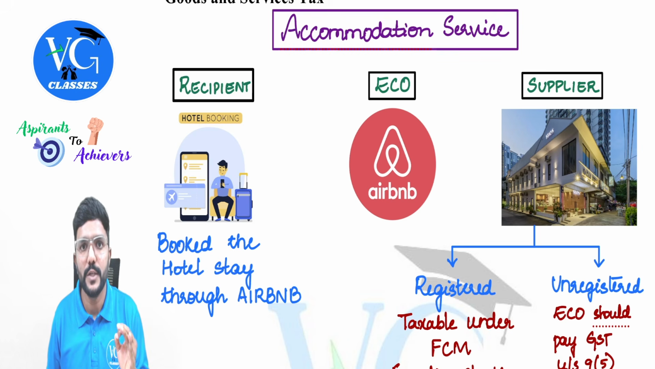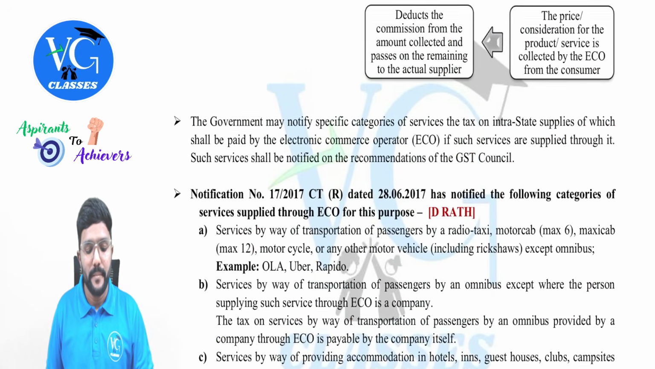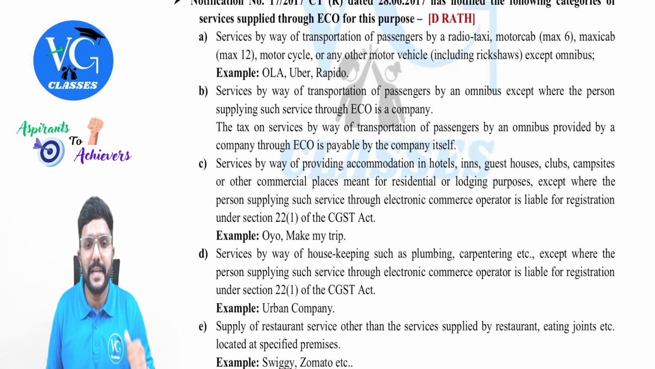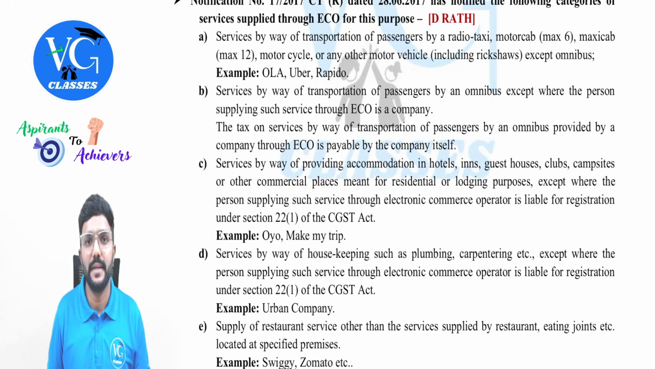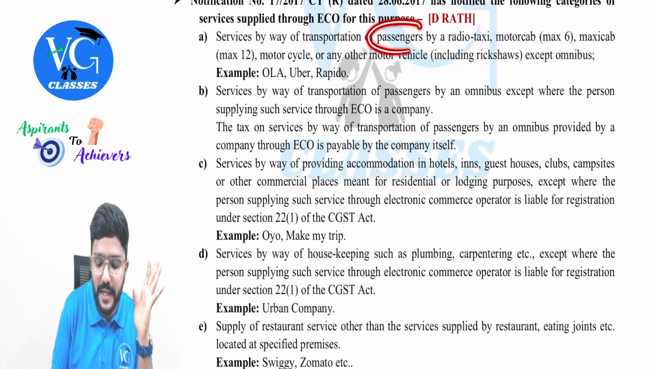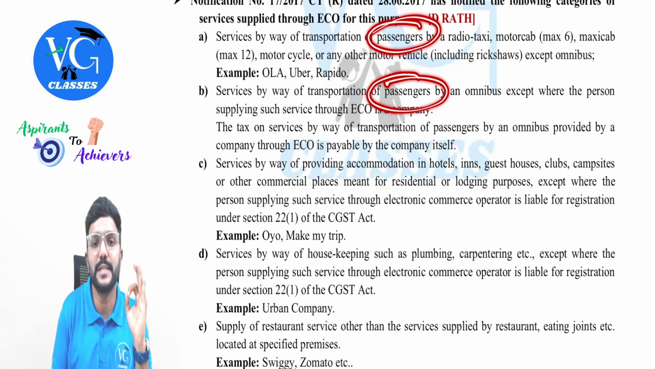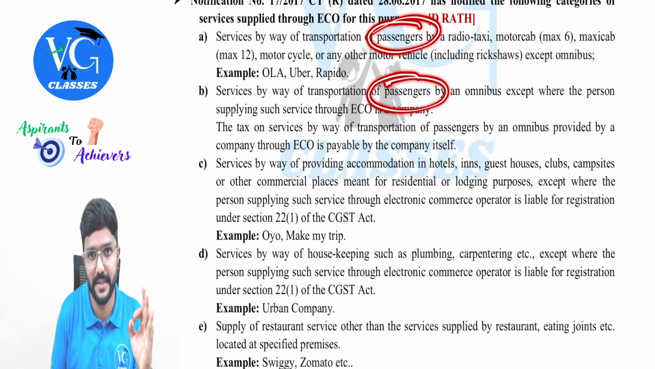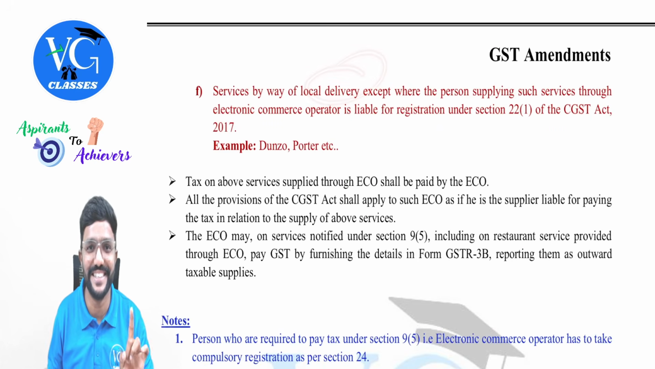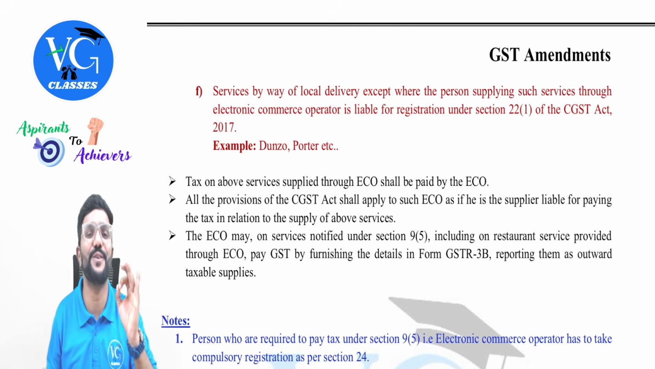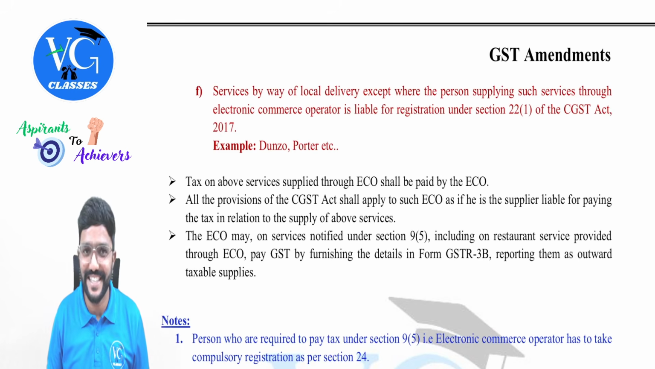And I know students might get confused with the transportation. Guys, here please be careful, sir. Already transportation is covered here in point A and B. Why again, sir? Guys, please be careful. Here, clearly it is mentioned that it is transportation of passengers and not goods. And whatever delivery services are covered here are not for persons, not passengers. It is for goods. Is that clear?